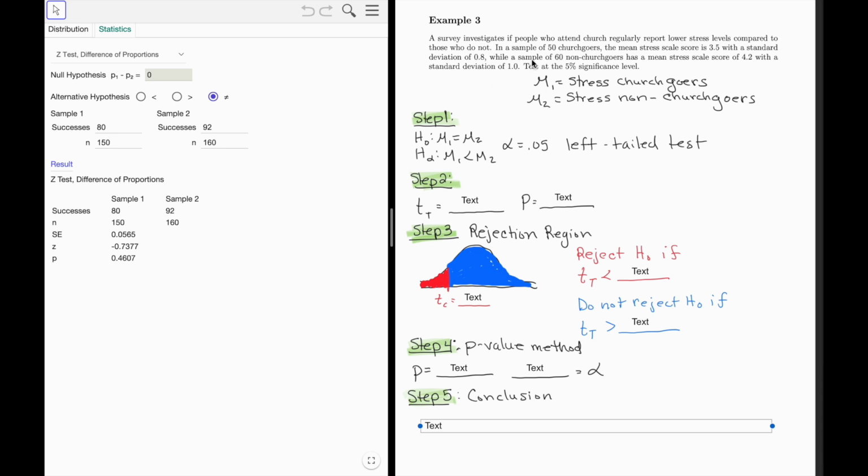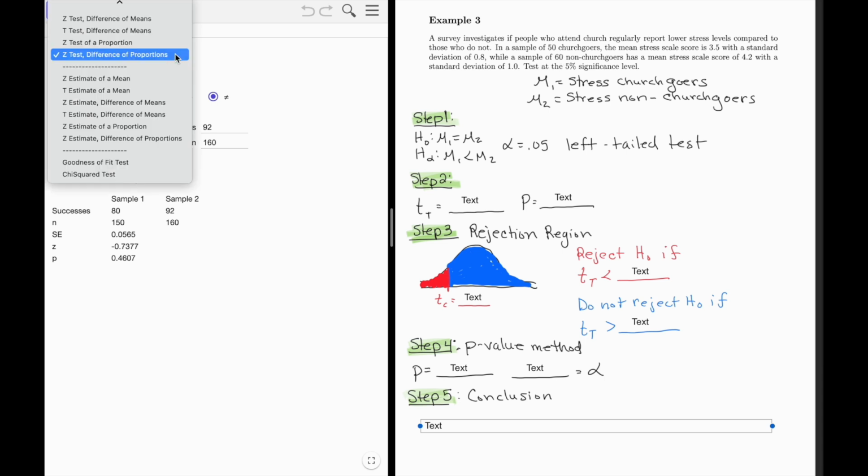We do have sample sizes that are large enough for this to work. The sample sizes need to be over 30. So we have 50 in the first sample and 60 in the second sample. So we have what it takes to use a t-test. So we're going to do a t-test for the difference of means.